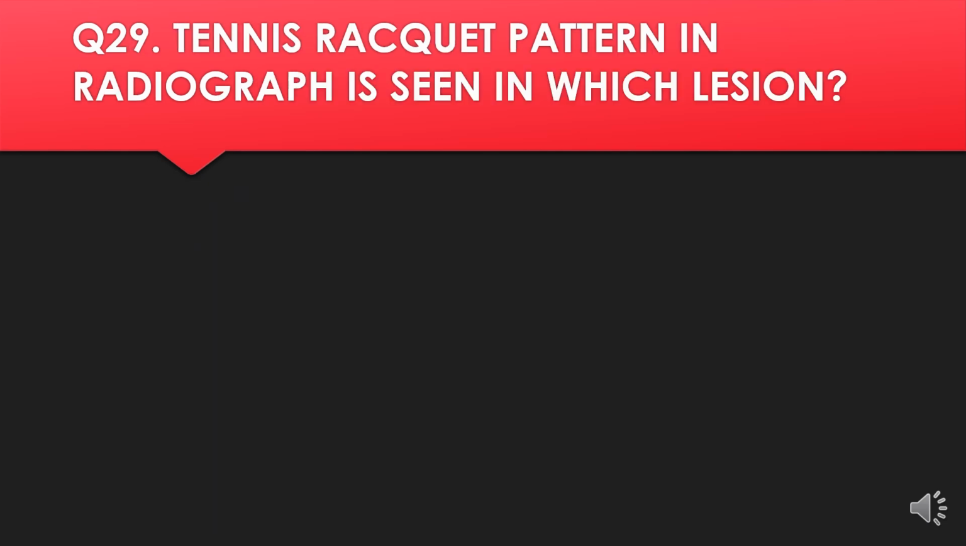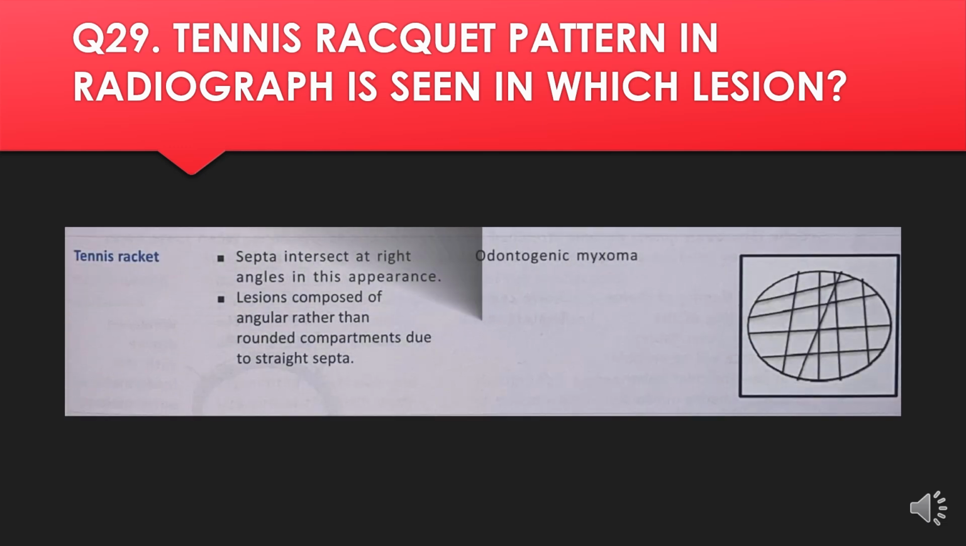This racket pattern in radiograph is seen in which lesion? It is seen in odontogenic myxoma where septas intersect at right angles. In this appearance, lesions are composed of angular rather than rounded compartments due to straight septa.